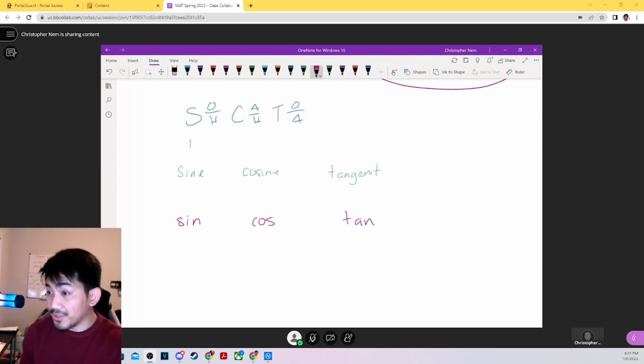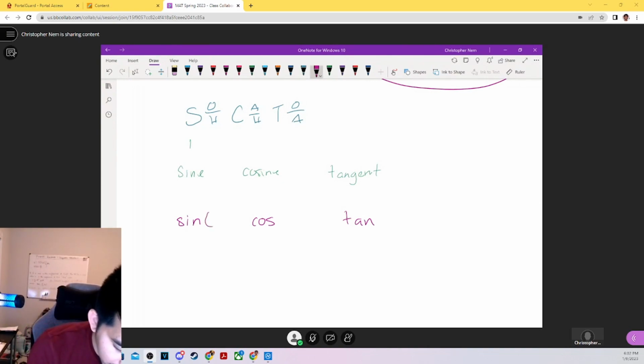So these are our functions. If you remember what functions are, they take an input and they spit out an output. The thing is, with these functions, we created these functions so we can relate angle measures and the lengths of sides for triangles. So our inputs are going to be angles, say theta, and our outputs are going to be side proportions.